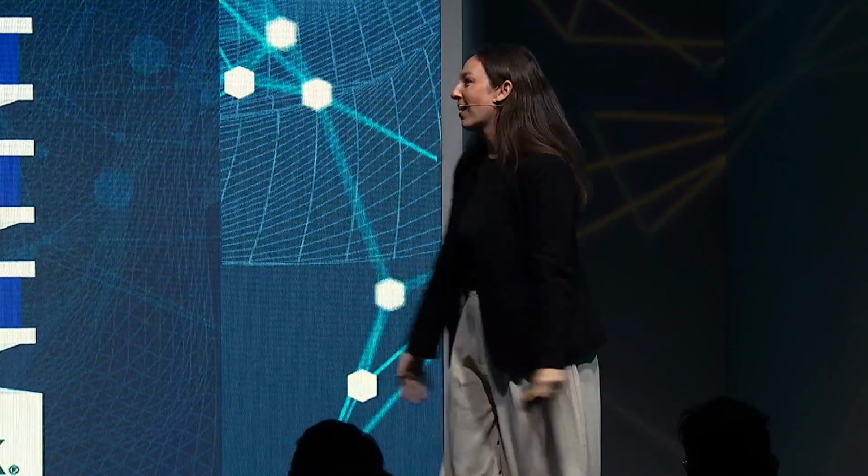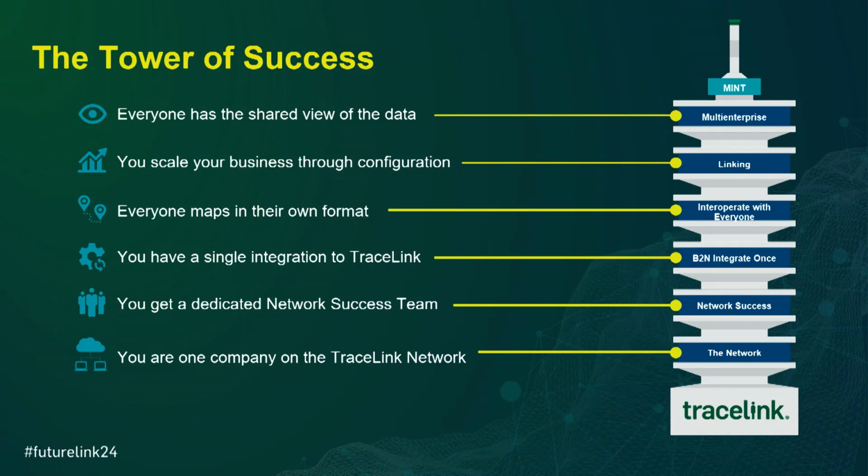So this is our tower of success. This is how we're going to make you all so successful, right? You are one company on the network. There's only one of you in the supply chain, so there should only be one of you on the network, and we manage that through your dedicated network success team. You can think about them as an augmentation of your own teams. Those are people you don't have to hire because TraceLink has done that for you.